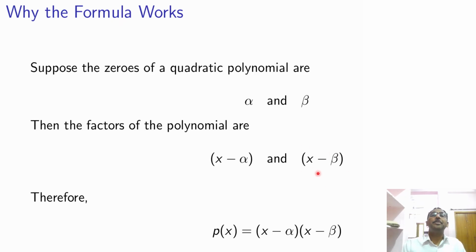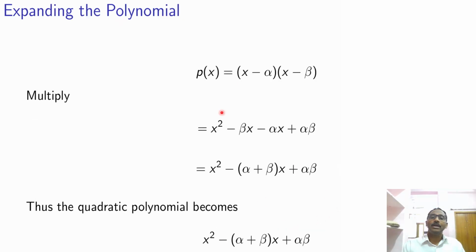x minus beta is a factor of p of x. That means p of x can be written as x minus alpha times x minus beta. If you multiply these two, what are you getting? After multiplication, x square minus beta x minus alpha x plus alpha beta. Taking x common, x square minus of alpha plus beta times x plus alpha beta. So this is the formula.